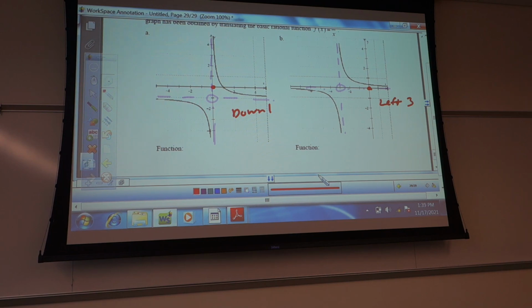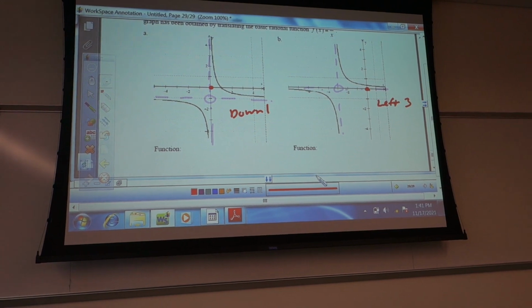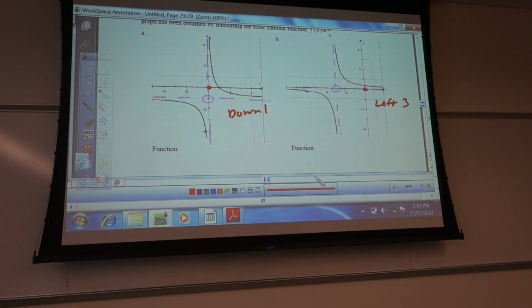Down 1 is on the outside. Down is on the outside, so y equals 1 over x, and then on the outside I'll put minus 1, down 1. This one's left 3, so y equals, it's on the inside, 1 over x, left is plus 3 on the inside.